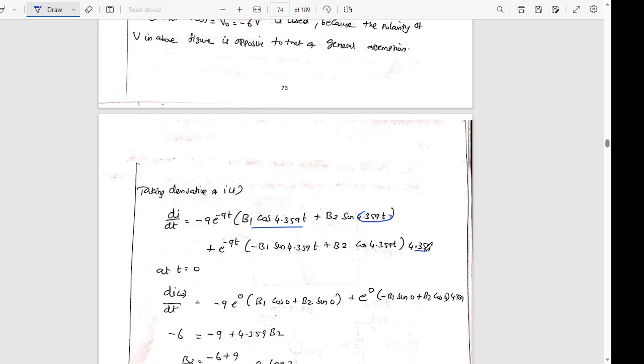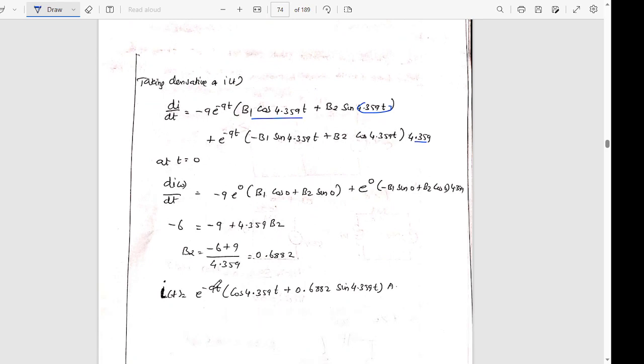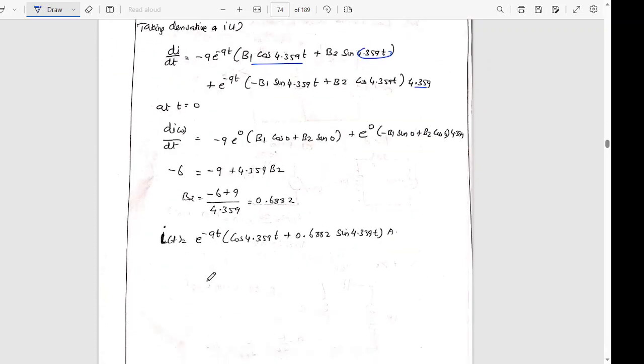At time t equal to 0, I substitute all the t as 0. So minus 9 e power 0, b1 cos 0 plus b2 sin 0, plus e power 0 minus b1 sin 0 plus b2 cos 0, multiplied by 4.359. So we will get dI of 0 by dt, which is minus 6, equal to minus 9 plus 4.359 b2. So b2 is 0.6882. Now substitute b1 and b2 in that equation: I of t equal to e power minus 9t cos 4.359 t plus 0.6882 sin 4.359 t amperes. This is the answer we got.